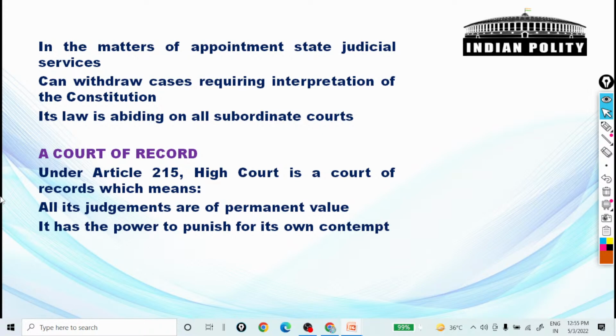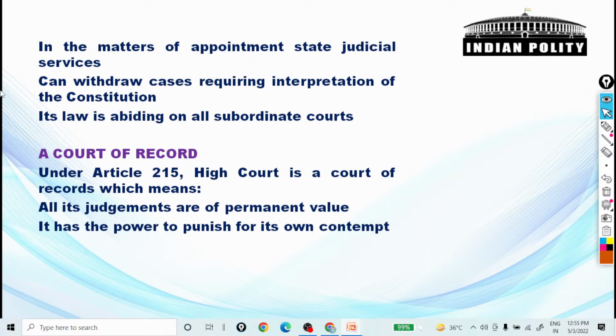It is consulted, but the laws of the High Court are binding on all subordinate courts in the state. That is called the controlling authority of the High Courts. That is called your control over the subordinate courts. Article 233 mentions the supervisory and control authority.